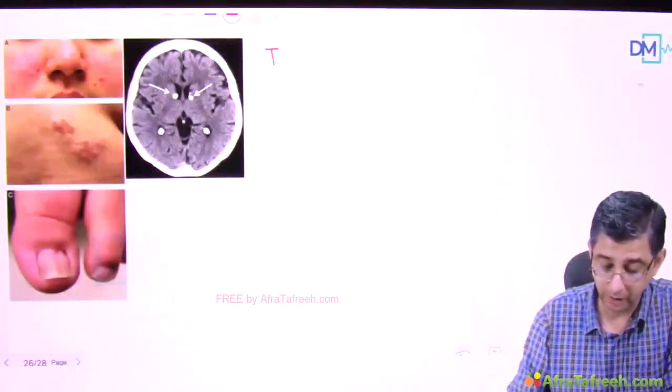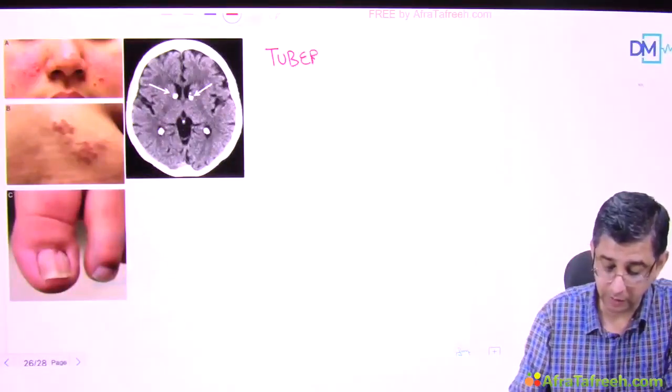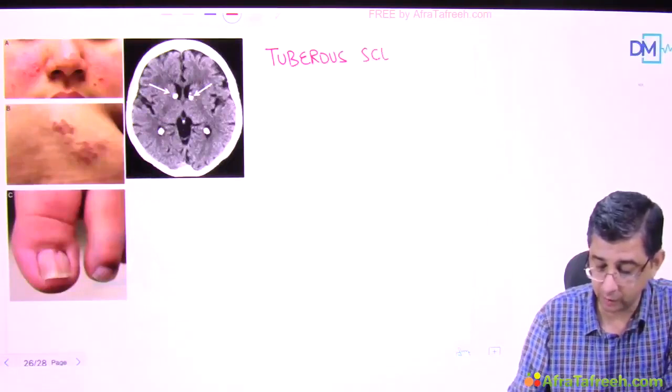Lastly, I would like to mention a neurocutaneous disorder which has been extensively asked and is called tuberous sclerosis.